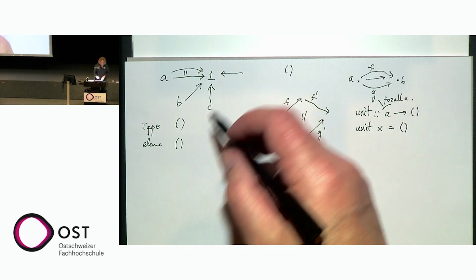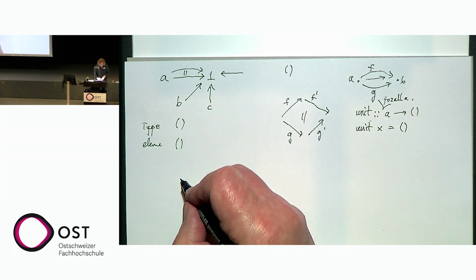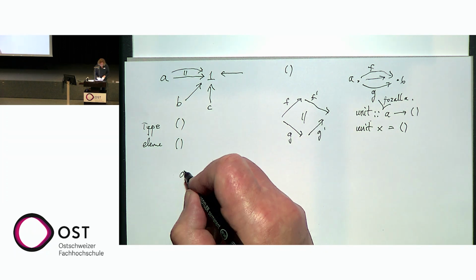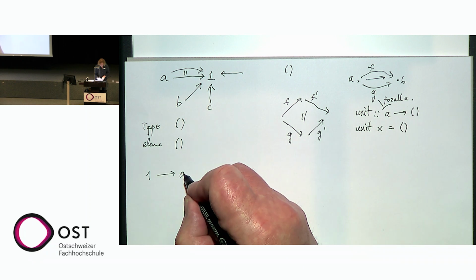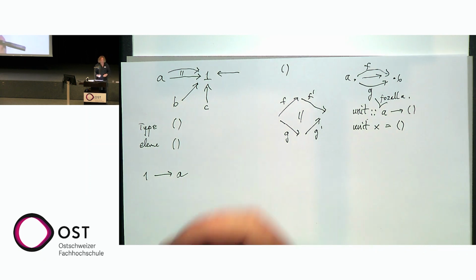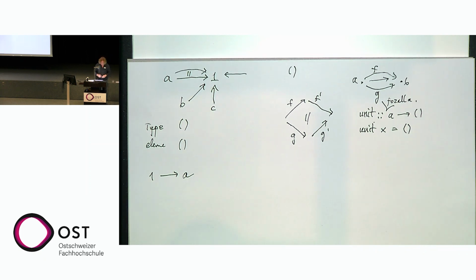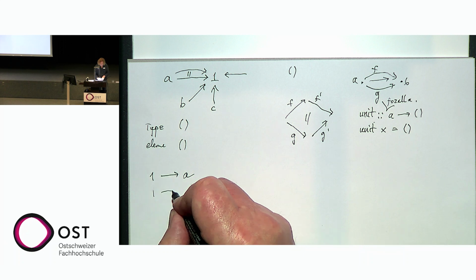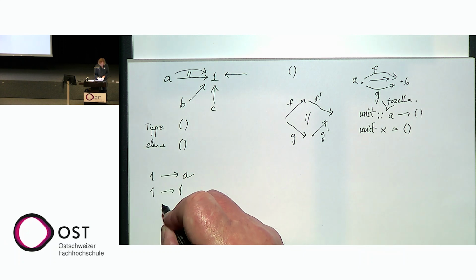Not only are there arrows going from any object to it, but there are also arrows going from one to almost every type. Well, almost every type that actually has elements. There is one type, the void type, that doesn't have any elements, so there is no arrow going from one to void. But for any other type, there is an arrow from 1 to A. Is it a unique arrow? Not really. There is a unique arrow going from 1 to 1, and that's called identity.